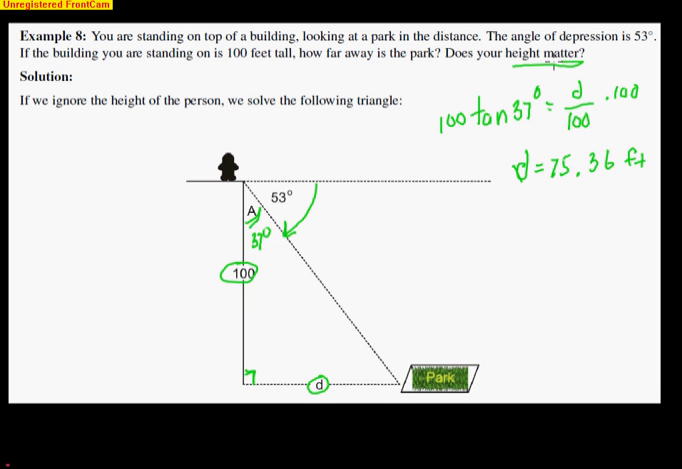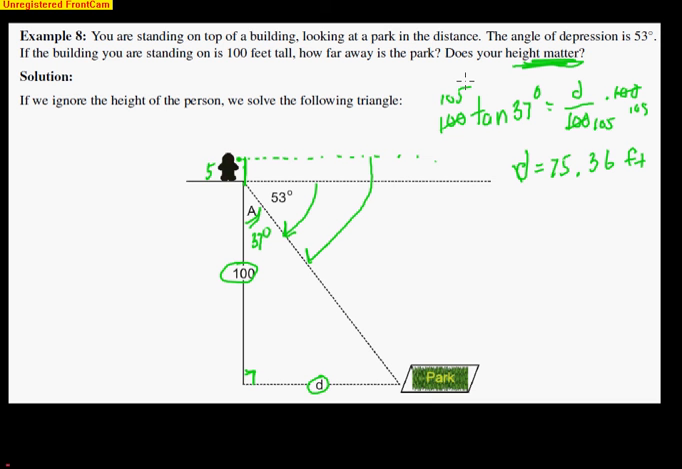My height does matter. Yes, it certainly does matter, because actually here's my eyesight right here coming straight across. The 53 degrees is from my eyesight straight down. And that means that my eyes are not 100 feet off the ground like I was assuming in the problem. My eyes would actually be, well, if my eyes are 5 feet off, from my feet to my eyes, 5 feet, then this entire distance would be 105, not 100. So I have to go back to this problem and change this all to 105, because my eyesight does matter.